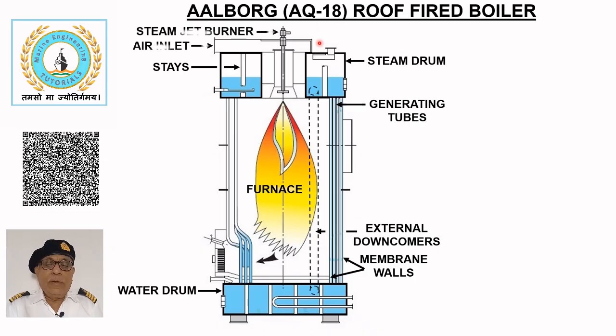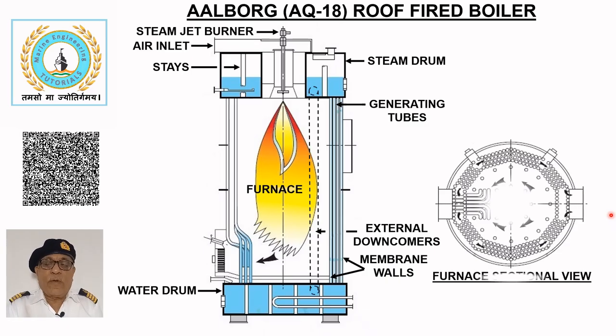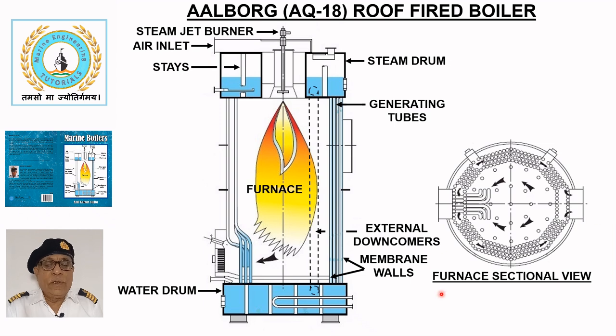A roof-fired steam atomizing burner is located at the top of the steam drum with a passage for air and fuel supply through the drum. The roof firing arrangement requires a taller furnace for efficient combustion. The sectional view of the furnace illustrates the direction of flue gases passing through the generating tubes.